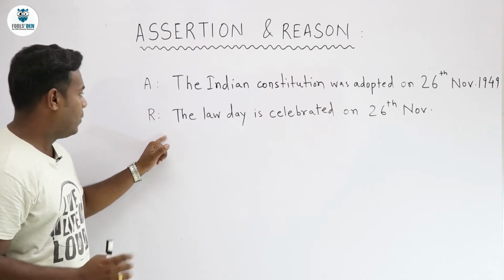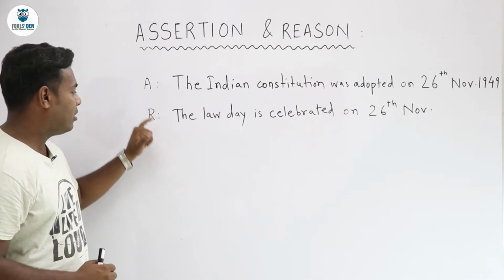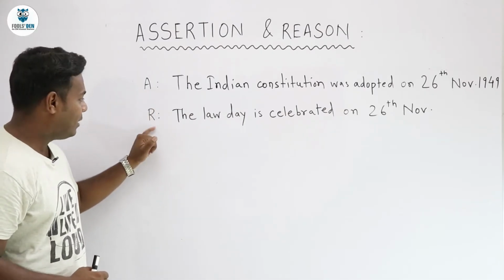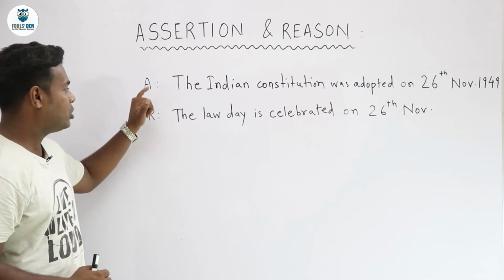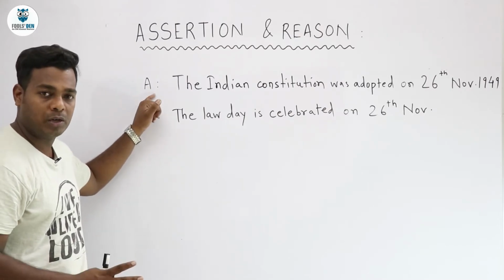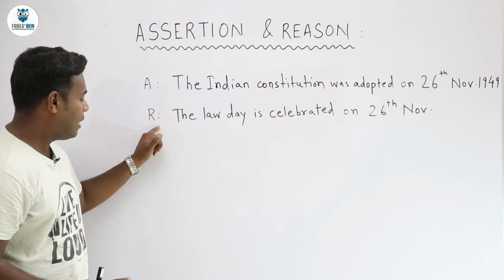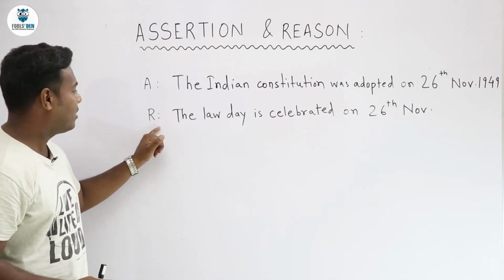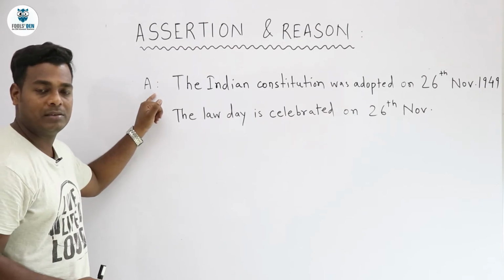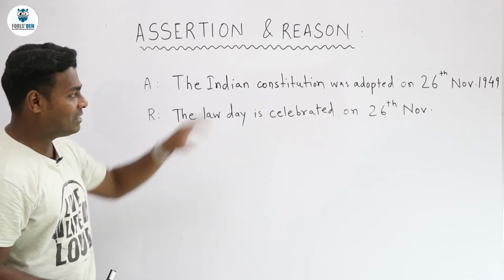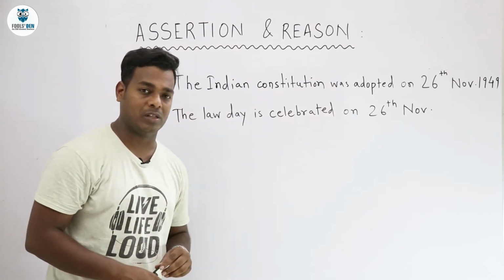The third option would be that both the assertion and reason are true, but this reason is not the correct explanation of the assertion. And the fourth option goes like both A and R are true, and the reason is the correct explanation of this statement, that is the assertion, right? Now, let's take this question to understand the concept better.